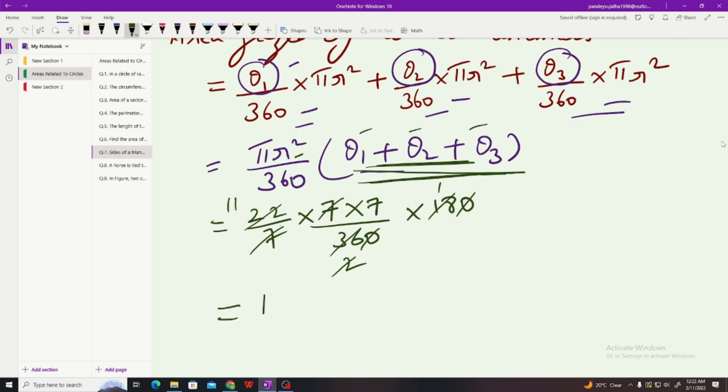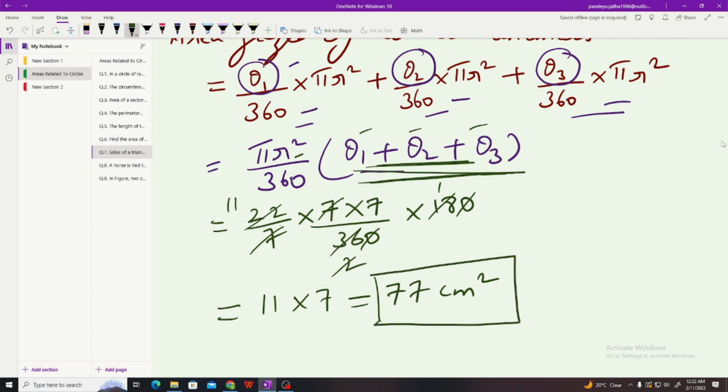So we are left with 11 into 7, which is equal to 77 centimeter square. So this much area is grazed by all three animals. Hope this question is again clear to all of you. Let's move to the next question.